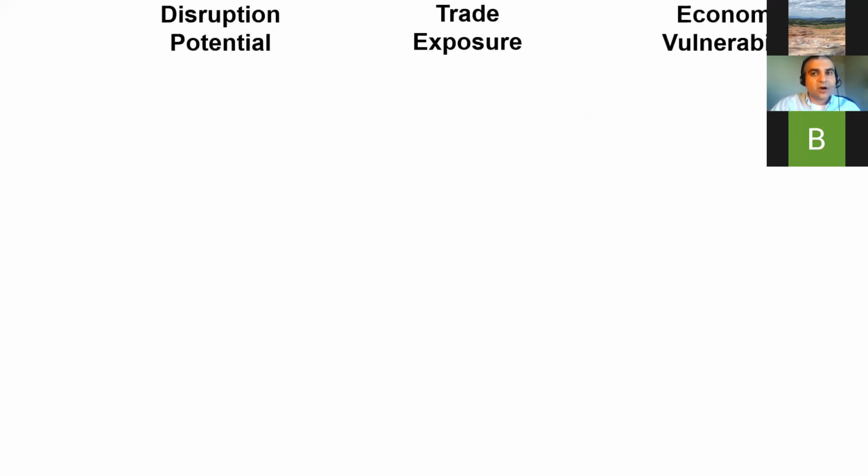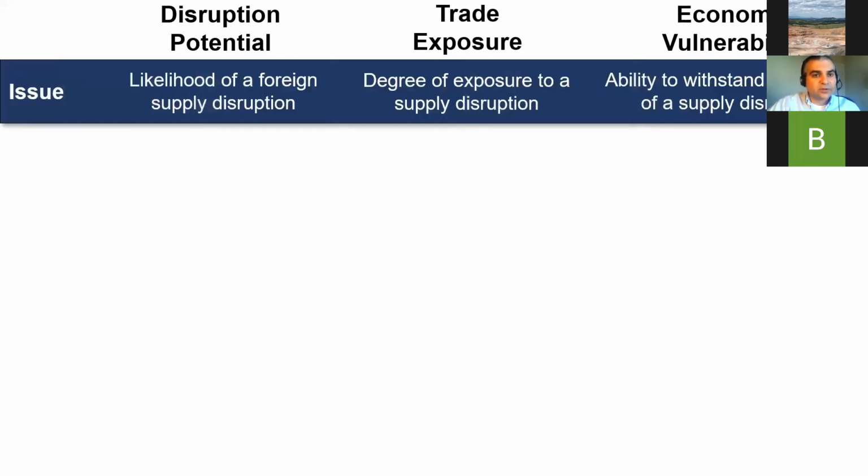So we have our three categories. There's disruption potential, that's our hazard. There's trade exposure, that's our exposure, and economic vulnerability for our third component. And so the issues are: there's a likelihood of a supply disruption, there's a degree of exposure to that supply disruption, and is there an ability to withstand that supply disruption?